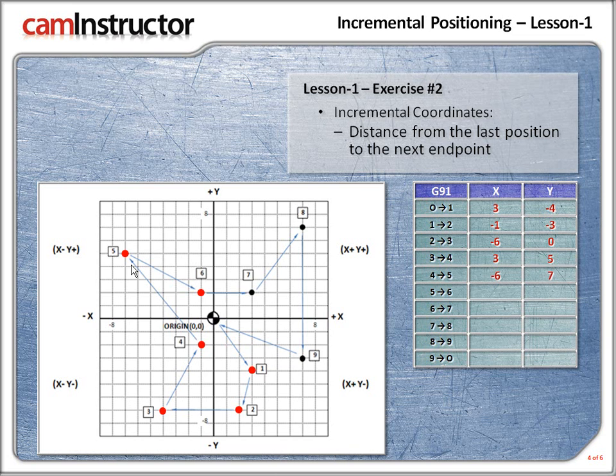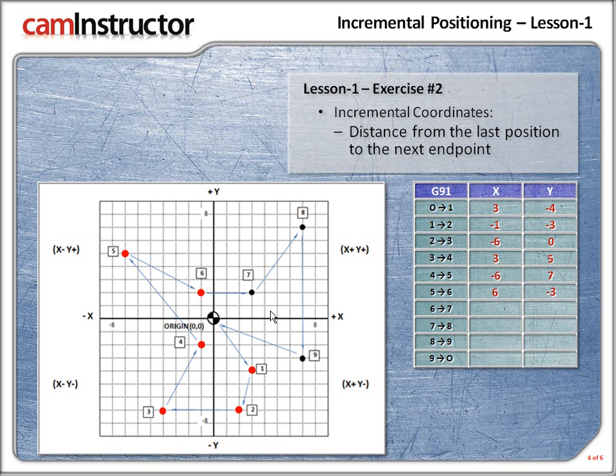Next up, 5 to 6. So the x value, we're going to be moving in the x positive direction. How many squares? Let's figure it out. 1, 2, 3, 4, 5, 6. So x positive 6. Now what about the y? Plus or minus? Well, we're moving in the y negative direction. How many squares? 1, 2, 3. So we got negative 3 for the y. So from 5 to 6, x is positive 6 and y is minus 3.